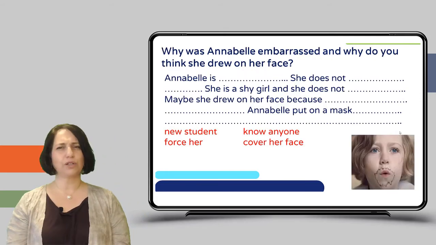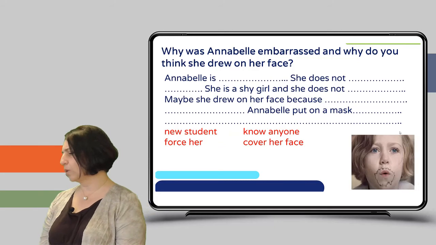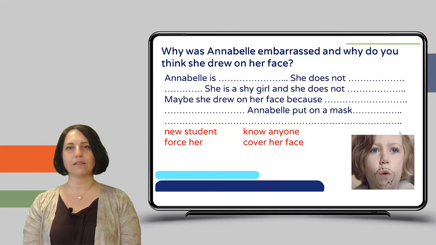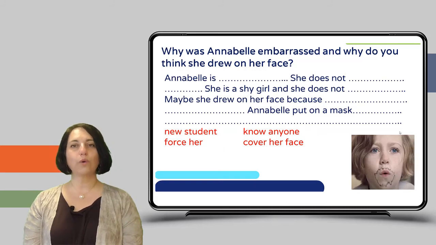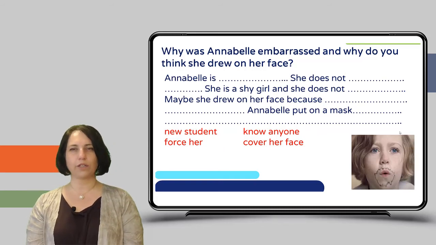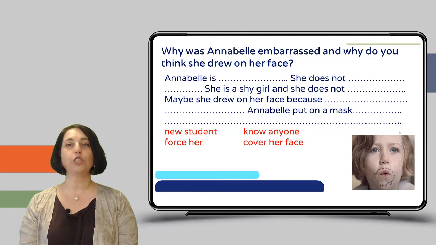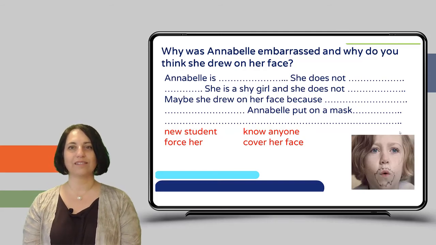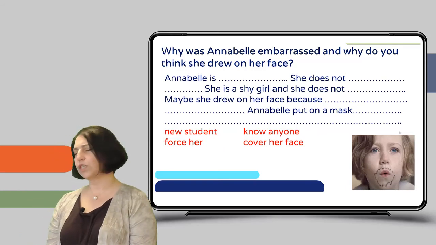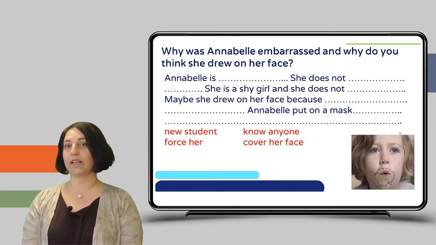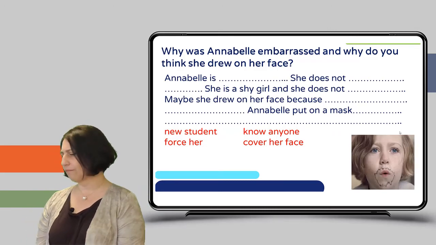So now, students, why do you think Annabelle was embarrassed? And why do you think she drew on her face? Again, there's no right answer here. They don't tell me why she drew on her face, and they don't tell me why she was embarrassed. I have to guess. I have to infer from what happened in the video. So what do you think? This is what I think. Again, this is my idea. There's no right and there's no wrong.